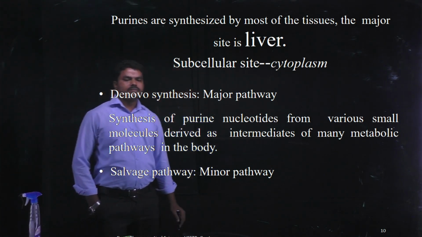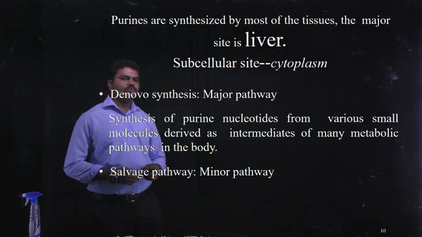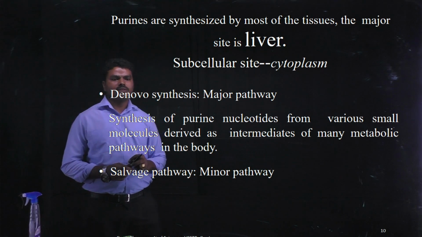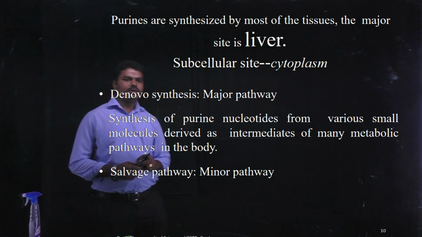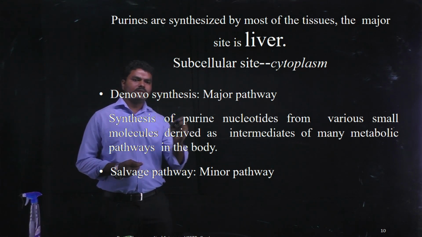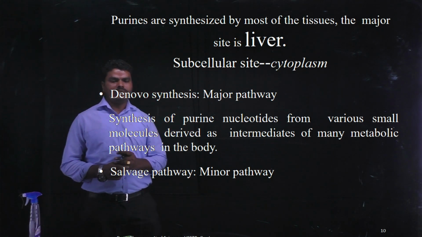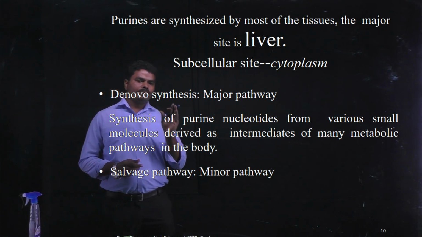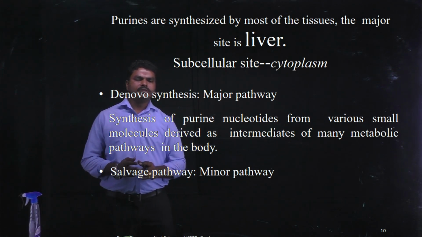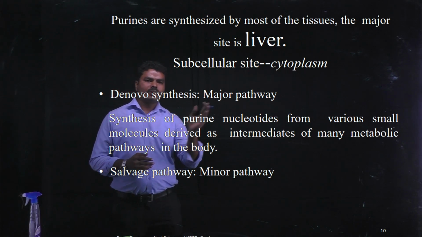And coming to the synthesis of purines, these purines are synthesized by most of the tissues, and the major site of purine synthesis is the liver. In the cells of the liver, the major subcellular site involved in purine synthesis is the cytoplasm. That means purine synthesis mainly occurs in the cytoplasm of the liver cell.